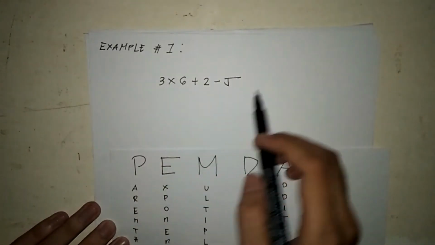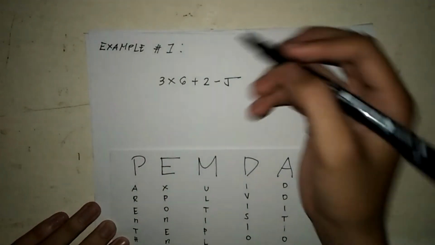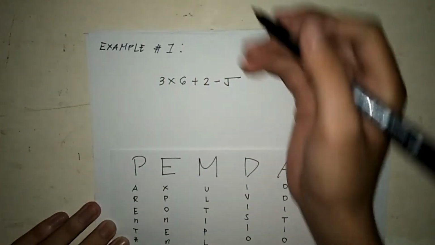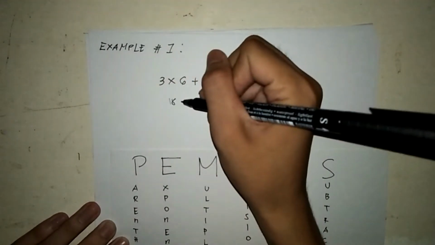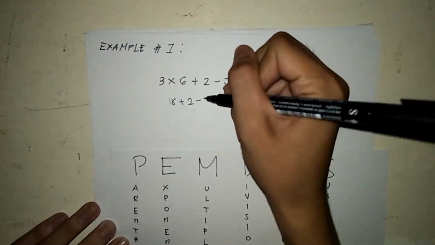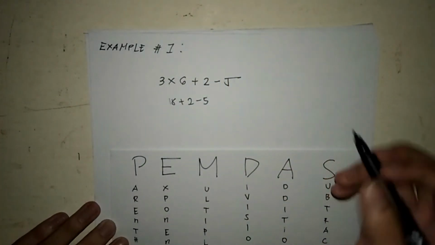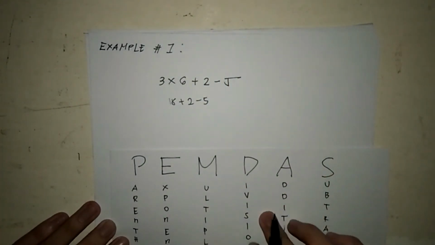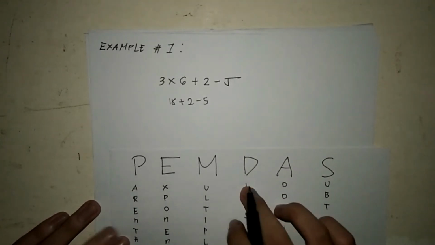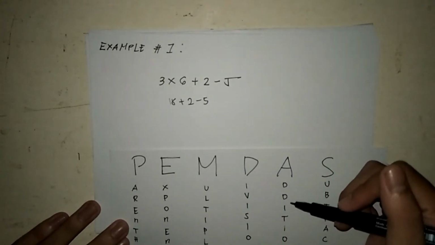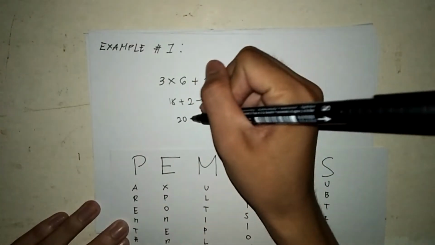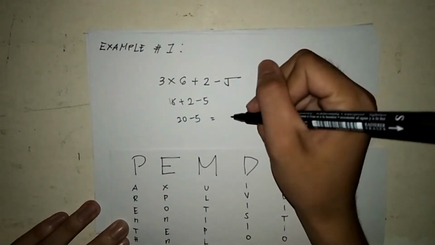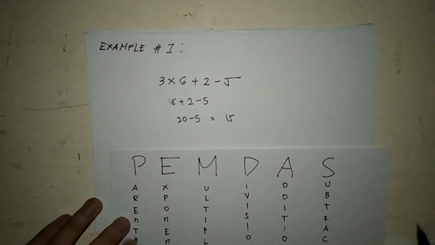So, if may multiplication dito, i-multiply natin, which is ito, 3 times 6. 3 times 6 will give us 18. Tapos, i-bring down natin yung plus 2 minus 5. Next dyan is division, which is wala siya. Then, after that, addition. So, i-add natin. So, may add. So, 18 plus 2 is equals to 20 minus 5 will give us 15. So, yun.